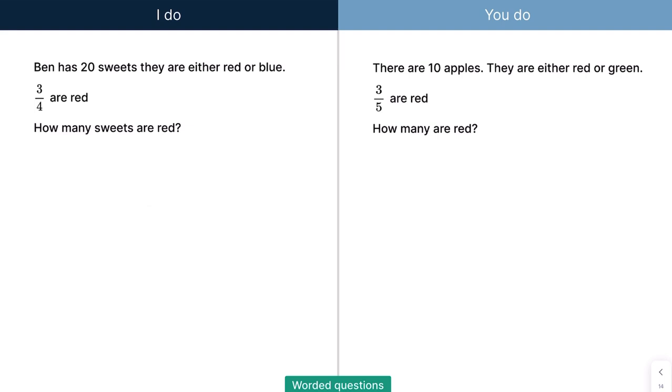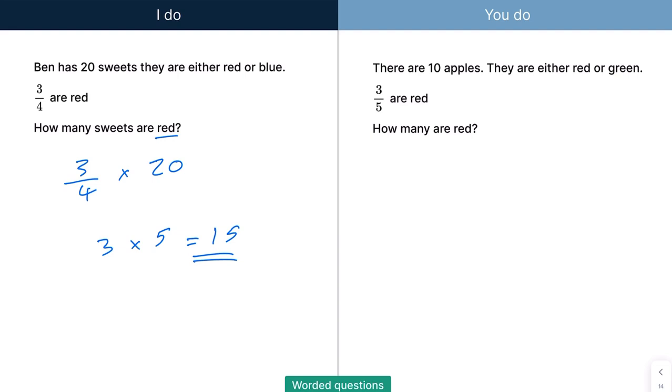So we're told that Ben has 20 streets. They are either blue or red. 3/4 of them are red. How many are red? So that'll be 3/4 of the 20. So we can do 20 divided by 4, which is 5. If we copy the 3 down, that gives us 15. So we know there's 15 red streets.